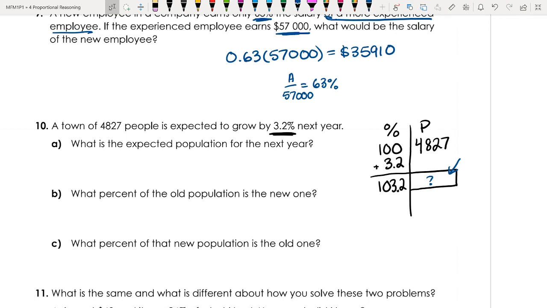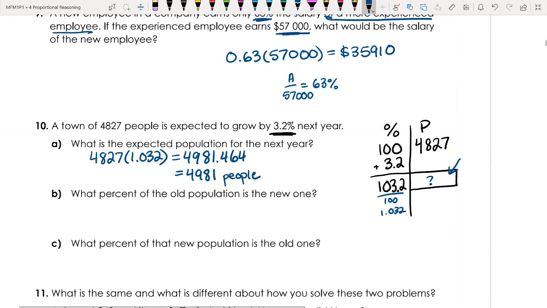And that kind of question is, in fact, easy for us to answer because it is just asking us to find the amount. All we have to do is multiply. And so we take the 4,827 and we multiply it by 1.032 because that's what this is as a decimal. We have to divide this by 100 and we get 1.032, and we multiply and we get 4,981.464, and if we rounded it would be 4,981 people.